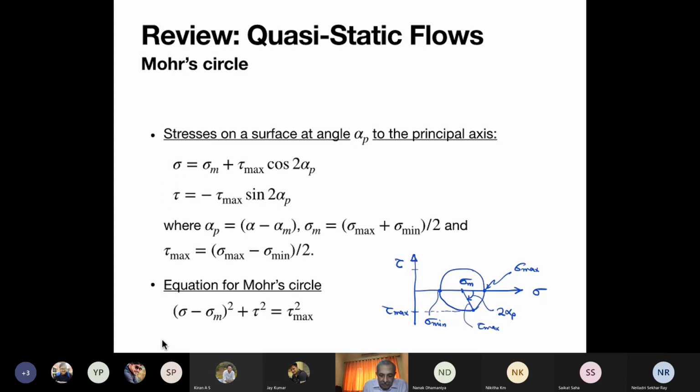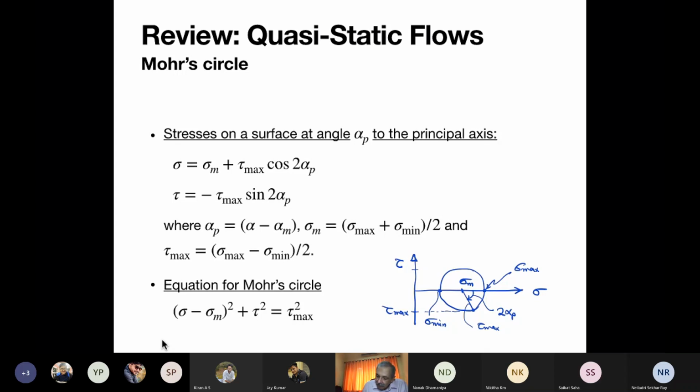Now, if you see this, these are basically the parametric equations of a circle. Or if you just write it in this form, sigma minus sigma m, whole squared, plus tau squared. So you'll see there is tau max squared cos squared of 2 alpha p plus tau max squared sine squared of 2 alpha p. You add it up, you will just get the equation of a circle. And that circle's center is at sigma m and the radius is tau max. And this is called Mohr's circle.